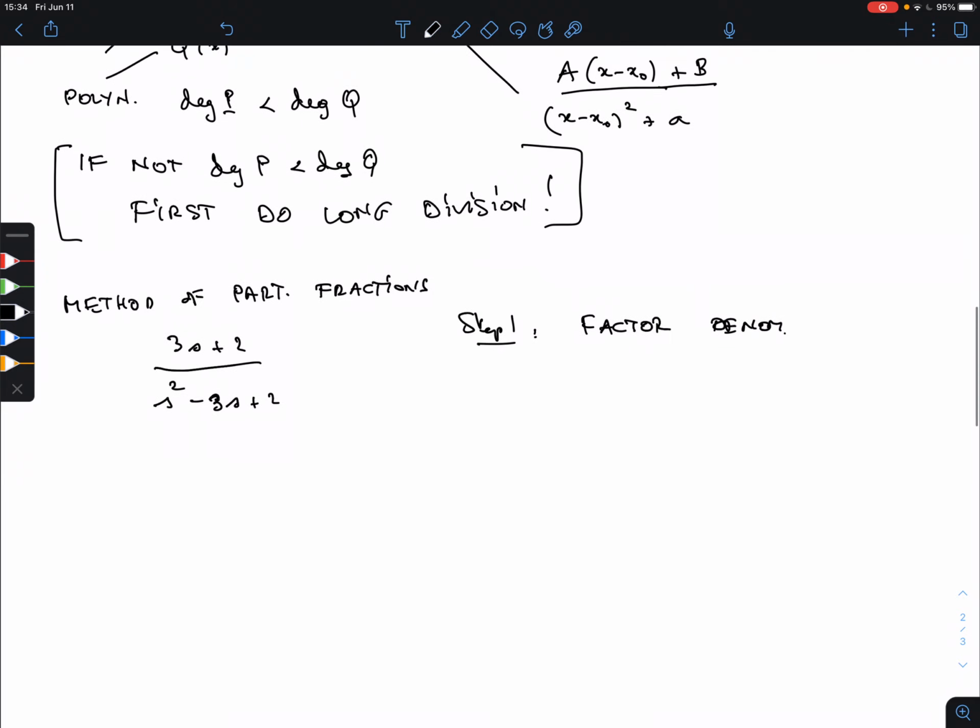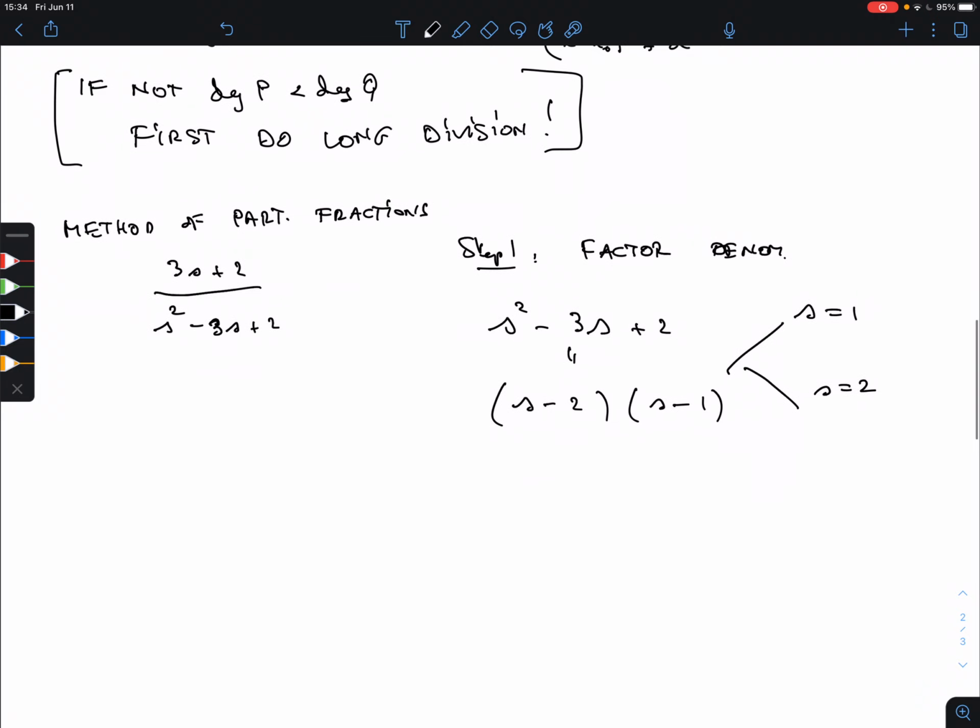Okay, so we have to factor s squared minus 3s plus 2. We need two numbers that multiply to 2 and add up to -3. Well, that is -2 and -1. So we see that the roots are s is 1 and s is 2. Now the roots are also important in some of the methods here. So okay.